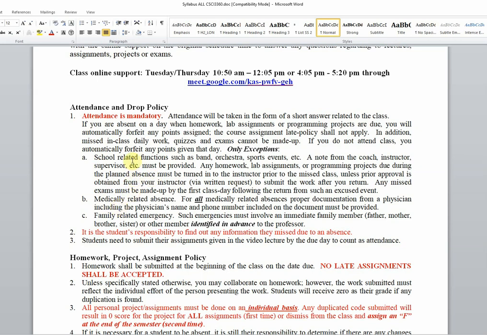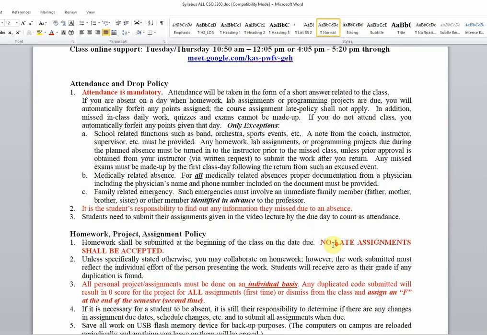There are 3 possible exceptions for missing your assignments: school-related activities, medical-related absence, or a family-related emergency. No matter which of these 3 possible causes, provide me some evidence so that I can excuse you from the absence. It's your responsibility to find out any information if you miss the due date or the class, and try to catch up on the videos. Students need to submit the assignment given in the video lecture by the due date to count as attendance.